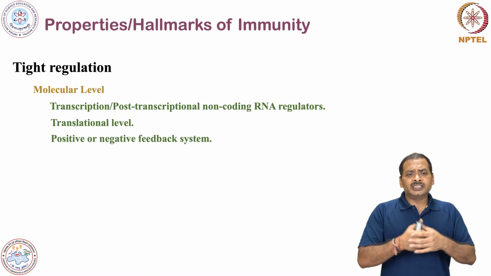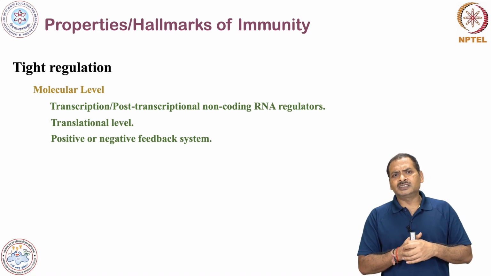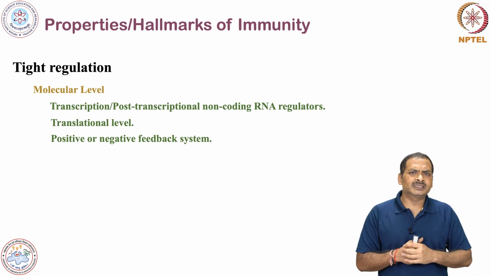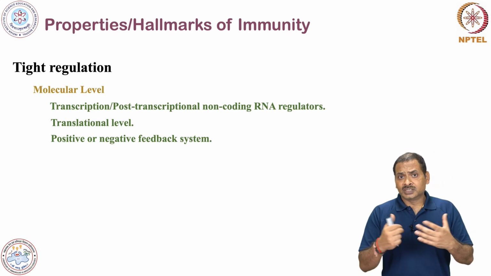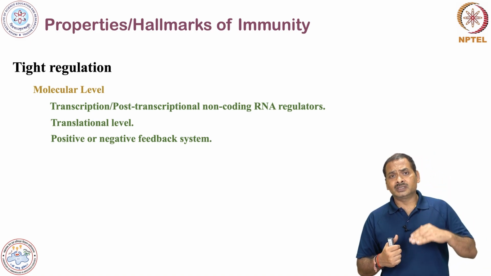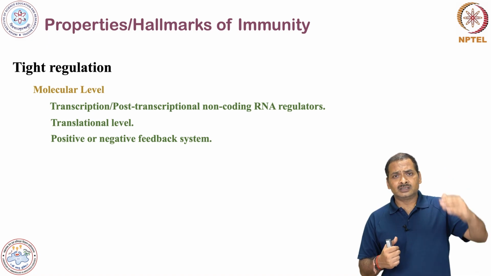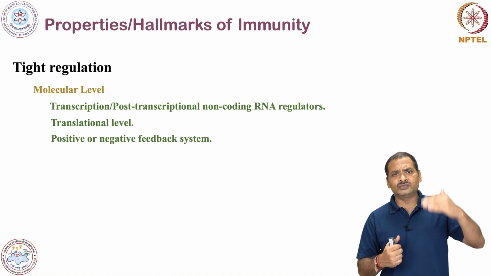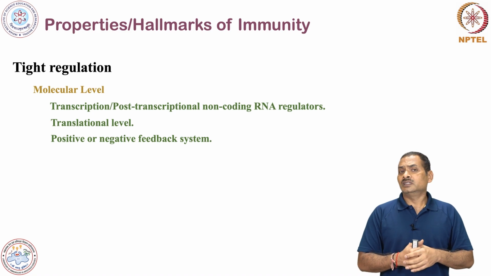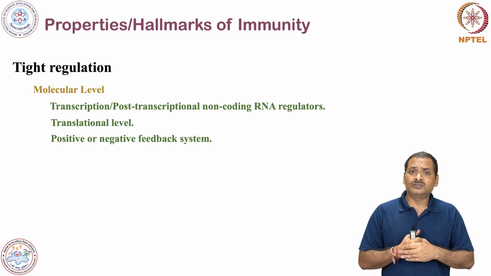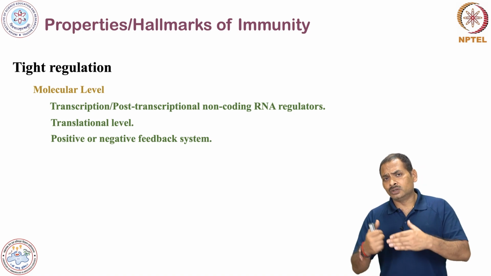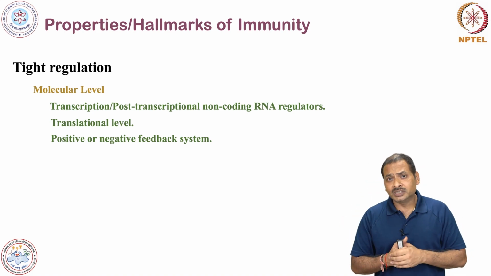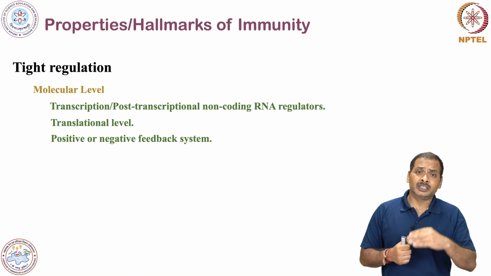Another is the positive and negative feedback system. This system is present all over the cells. Wherever there is a need, the production of that molecule will be enhanced, and if there is no need for a particular molecule or protein, or for some response, then it will be inhibited.